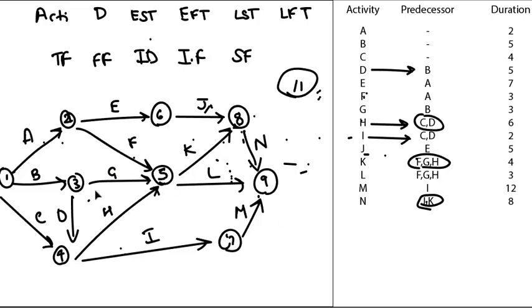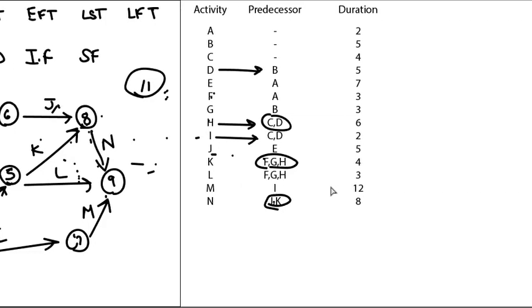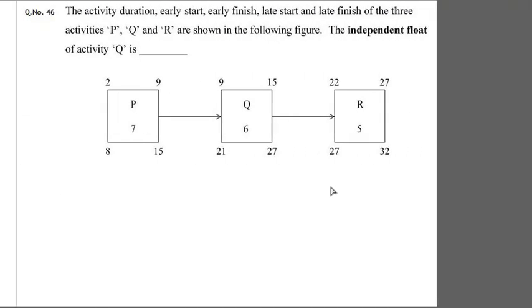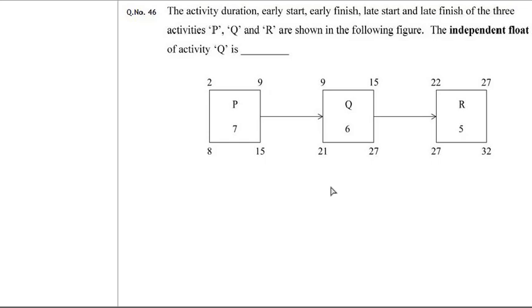So I guess you are aware of CPM now. It's all about drawing this project network diagram. Once you learn how to draw this and find out the critical path, then it's all very easy for you. You guys are very talented. I know that you guys are capable of doing this. So this problem is from GATE 2020. The activity duration, early start, early finish, late start, late finish of 3 activities, P, Q and R are given in the following figure.